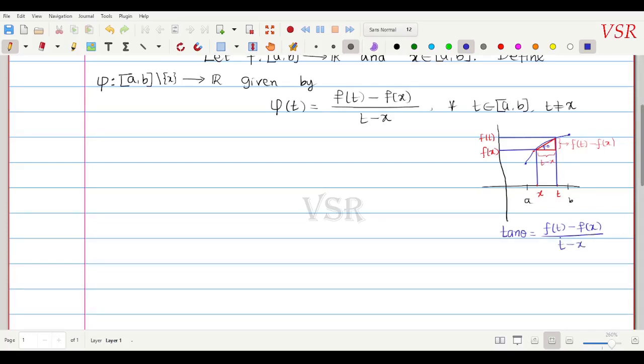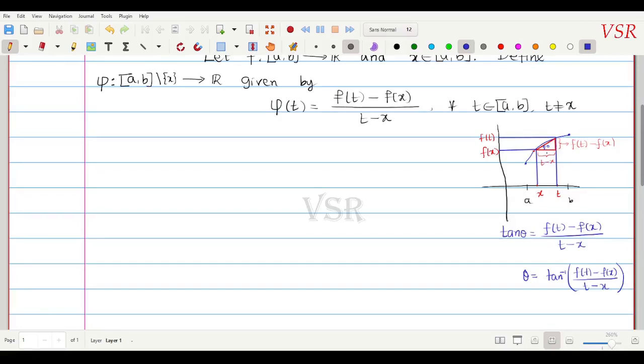Is it okay? So this gives tan theta, so theta is equal to tan inverse of this guy. Correct? This is f of t minus f of x divided by t minus x. So this is tan theta. So phi of t gives the tan theta value of this guy.